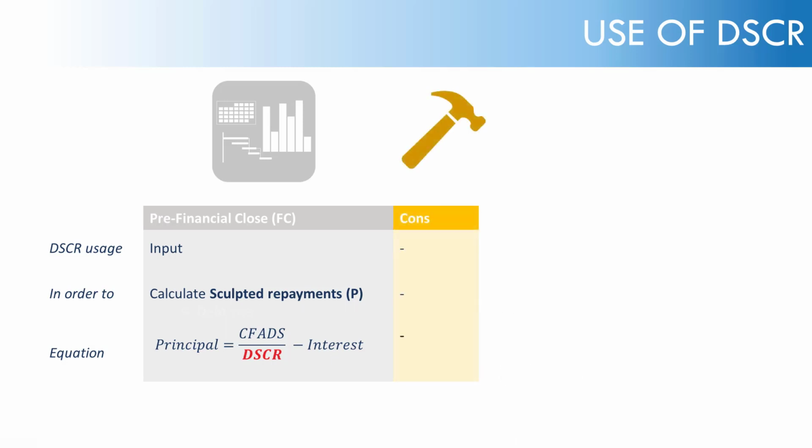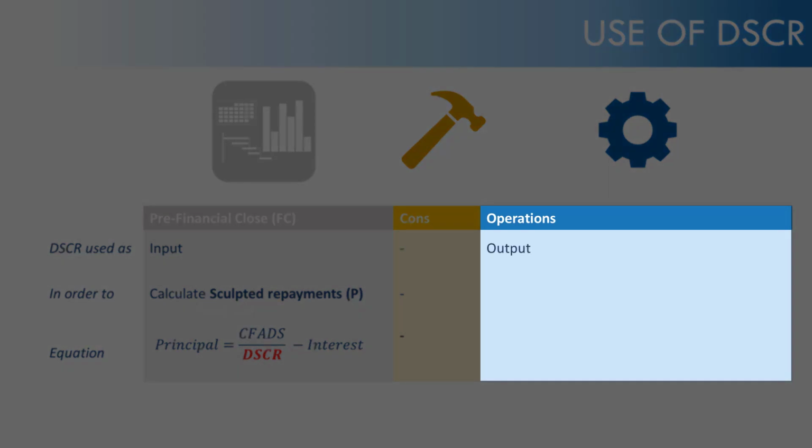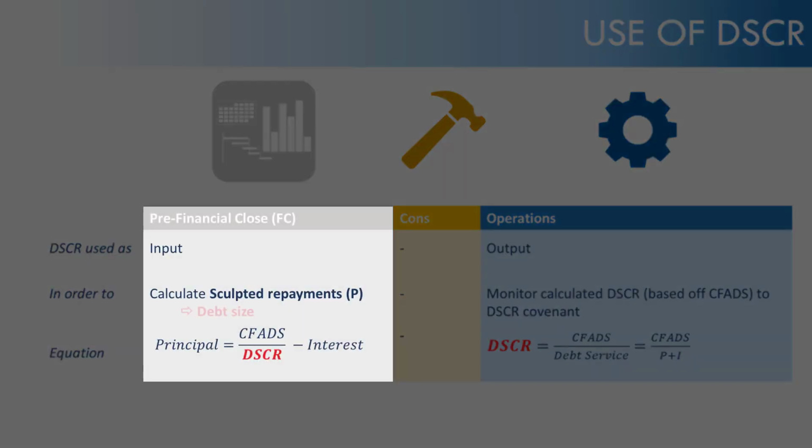Once the project is operational, this flips around and you're calculating your DSCR based off the debt service and the CFADS. The CFADS of which is the varying component. We call this section debt metrics. However, in this tutorial, we're not focusing on debt metrics. We're focusing on sculpting debt, i.e. sculpting principal repayments off the forecast CFADS.